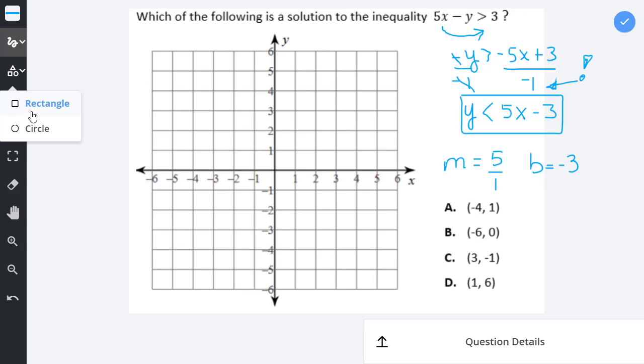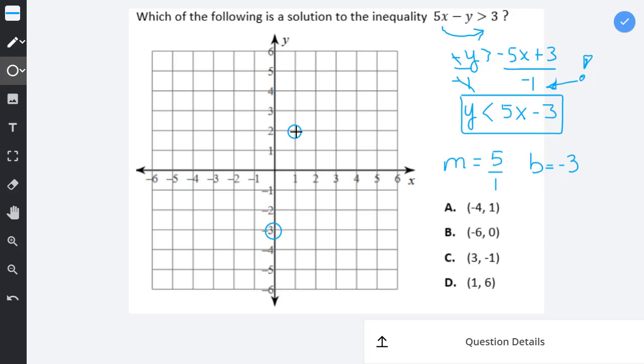So I'm going to go ahead and click here and select the circle. And I'm going to start with my y-intercept at negative 3. So 1, 2, 3. And I make my first point at negative 3 right there. And it's going to be an empty point. From there, I'm going to use the slope that tells me that it goes up 5 and to the right 1. So 1, 2, 3, 4, 5 over 1. That's going to be my next point right there.